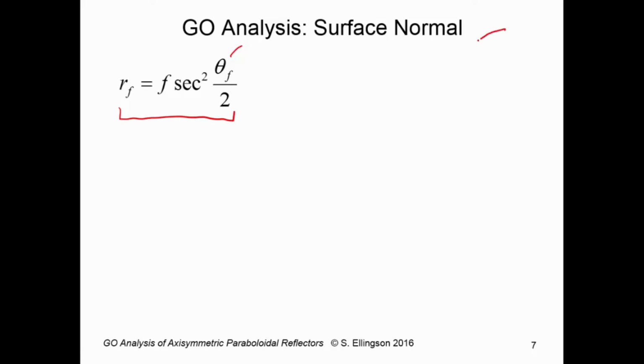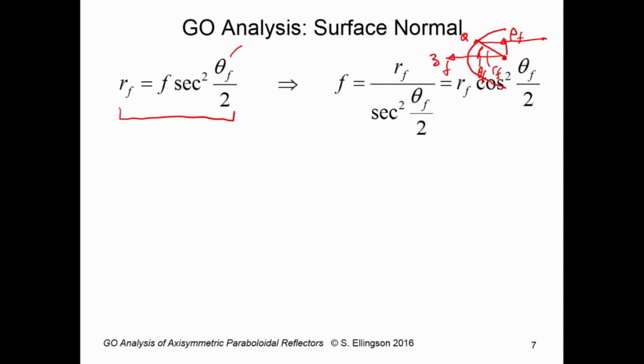Just to draw the picture here, here's the reflector, here's rho sub f, here's z sub f. This is a ray incident. This is a ray reflected. So this distance here is r sub f, the distance from the feed, which is at the focus, which is at the origin, to the point of reflection q. And then this angle is theta sub f.